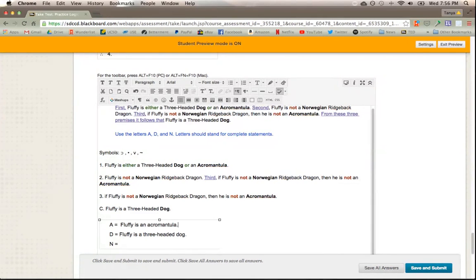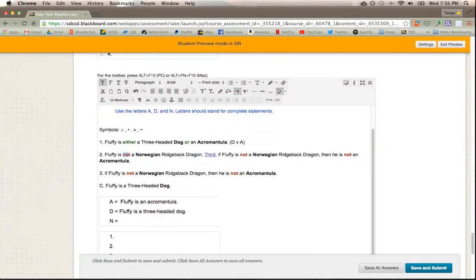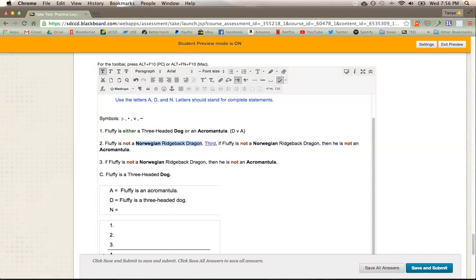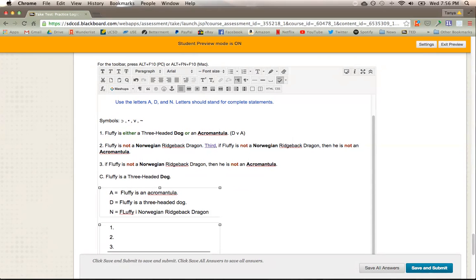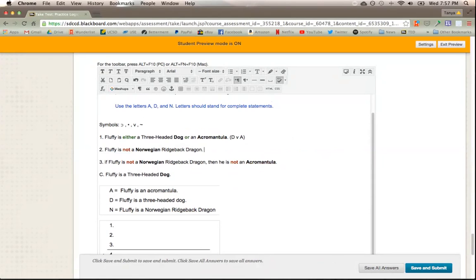All right, so we can start partial translating here. So this one's pretty easy. This is D or A. Fluffy is not a Norwegian Ridgeback dragon. So not means compound. So the atomic statement will be Fluffy is a Norwegian Ridgeback dragon. Okay, so this one says Fluffy is not. Oh, I accidentally copied and pasted too much. Okay, so that one's nice and simple. That's good. Fluffy is not an N. That's just not N.